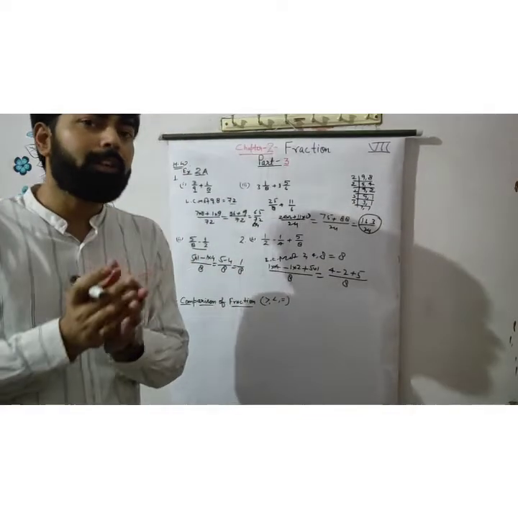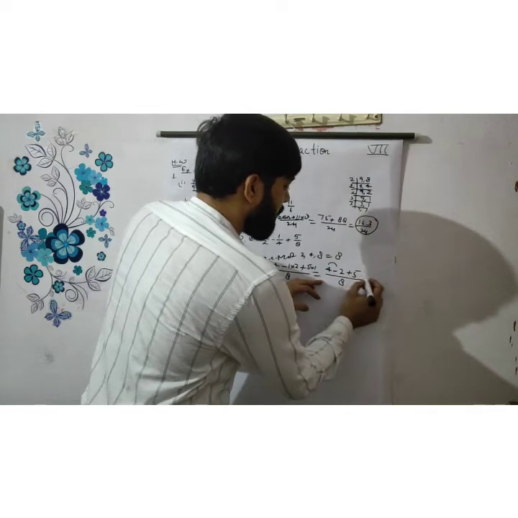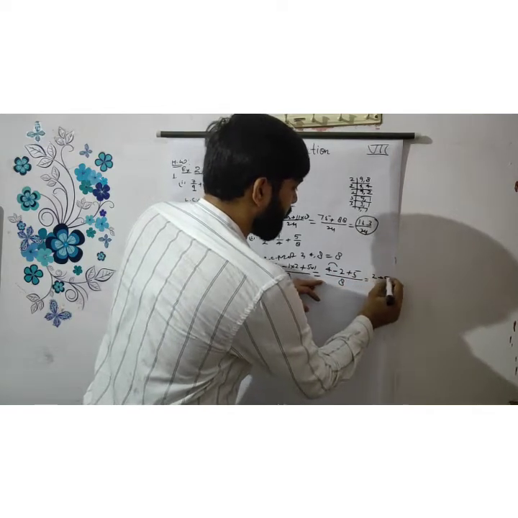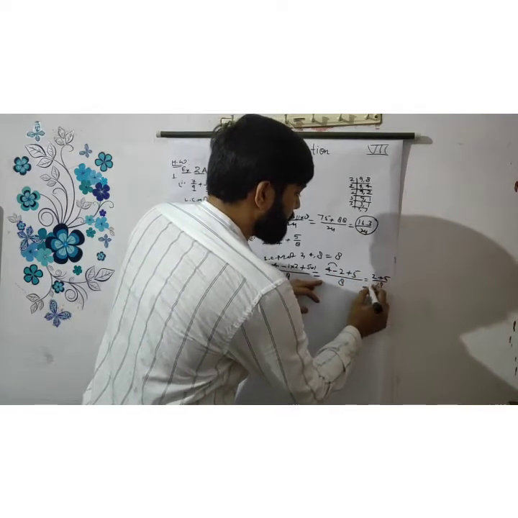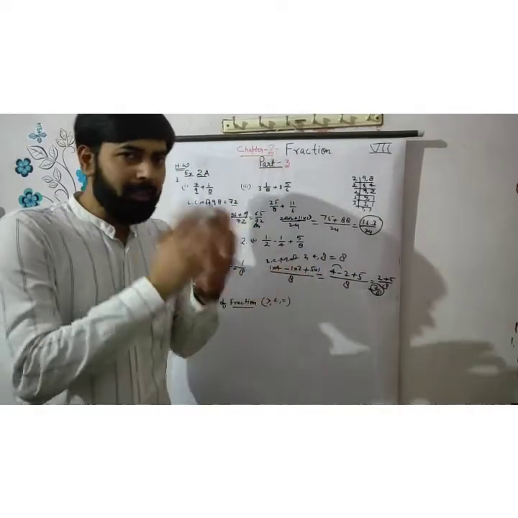So you can use the simplification rule, or you can solve the first two numbers. 4 minus 2, this is 2, plus 5 upon 8, then 7 upon 8. This is the answer. So this was all about the last homework.